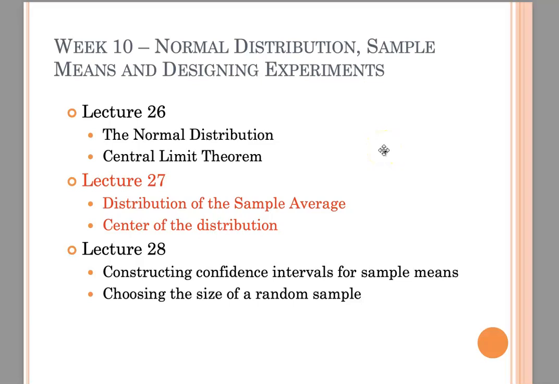We talked about the normal distribution and introduced the central limit theorem in lecture 26. In today's lecture, we will continue to talk more about the distribution of the sample average. Then we will have a more complete definition and introduce applications of the central limit theorem. In the final lecture in module 10, we will see how to construct the confidence interval and how to choose the sample size for the experiment. So let's start our lecture 27.